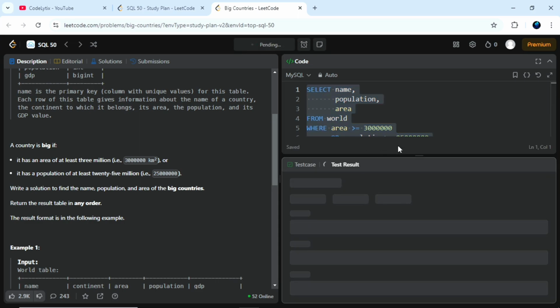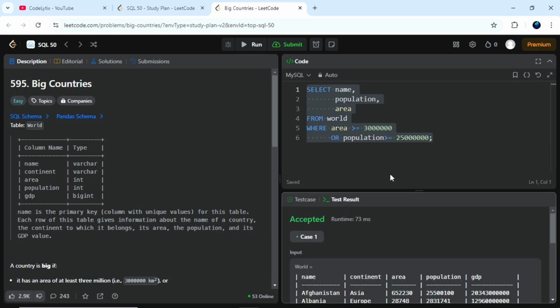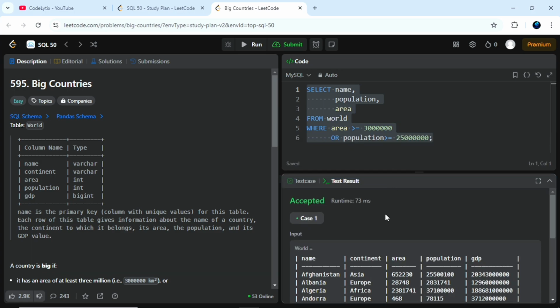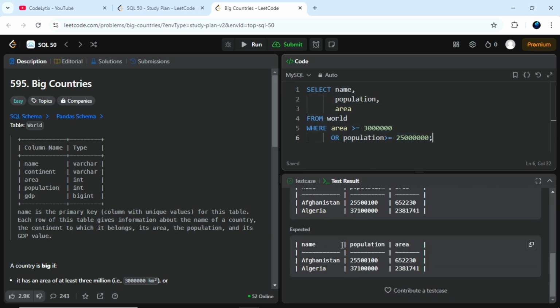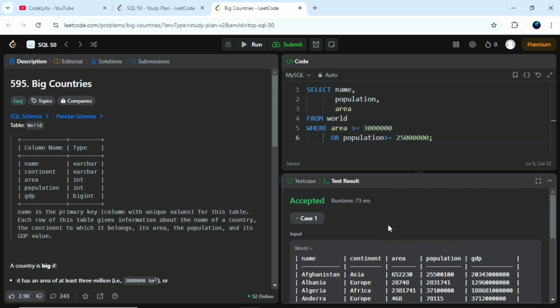Let me run it now. And there we have it. We have got our expected table as the output. So you can see the expected table and our output are the same. So this is the solution for this question, that is LeetCode problem number 595, Big Countries. This query is the solution to this question.